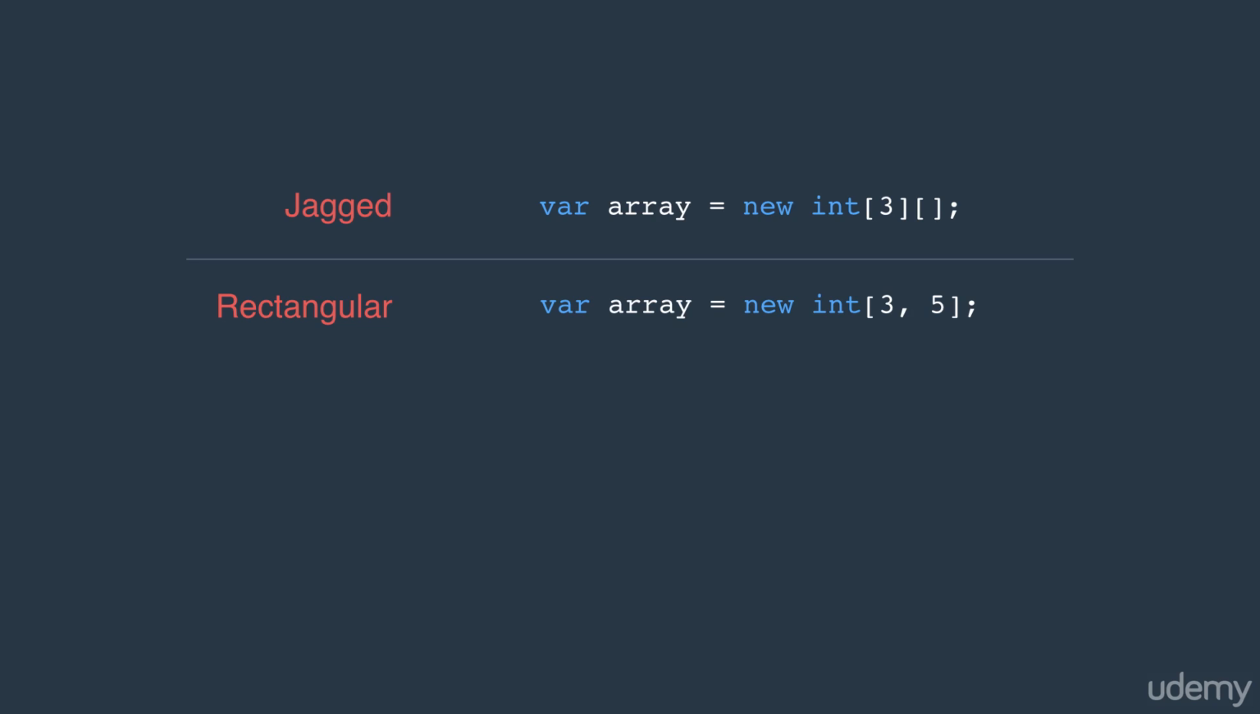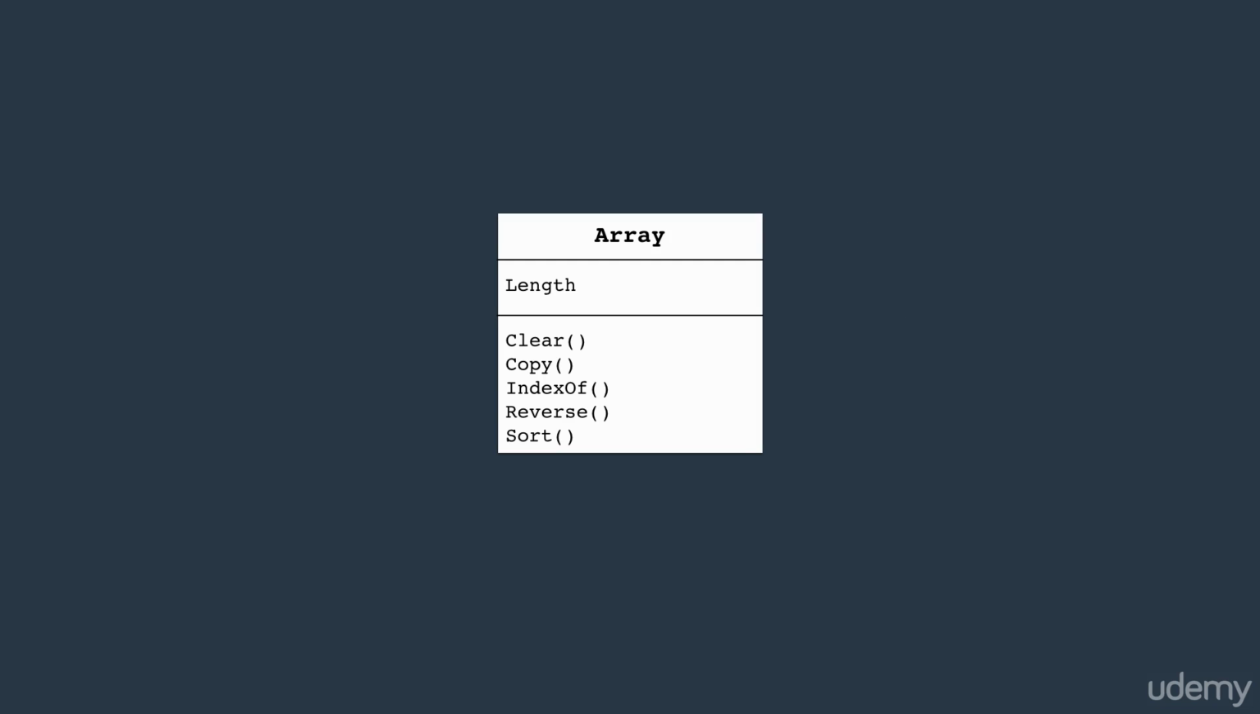In C#, all arrays map to the array type that is defined in the system namespace of .NET Framework. So the array type is a class. It has a bunch of properties and methods as you see in this slide. Okay, now let's flip over to Visual Studio and see all these concepts in action.